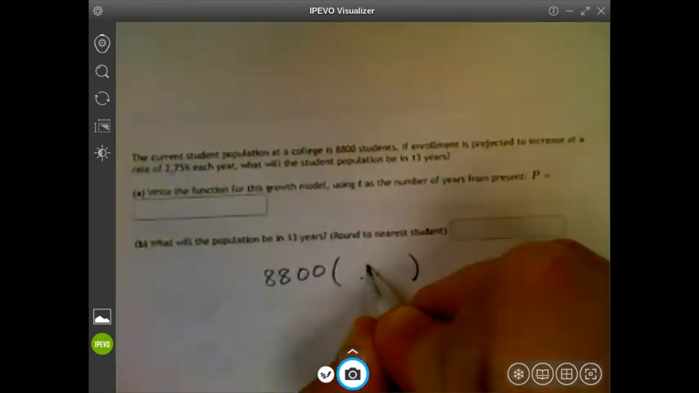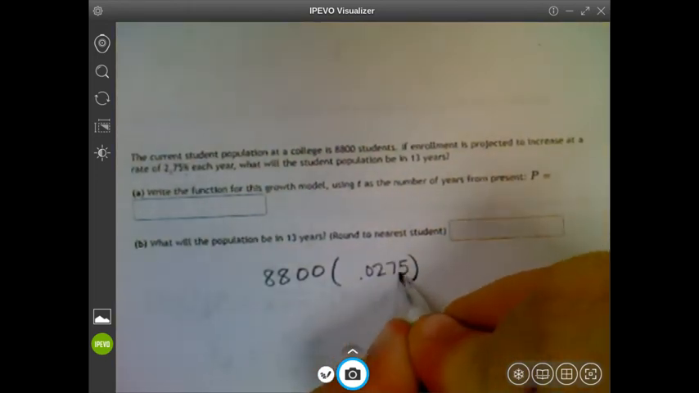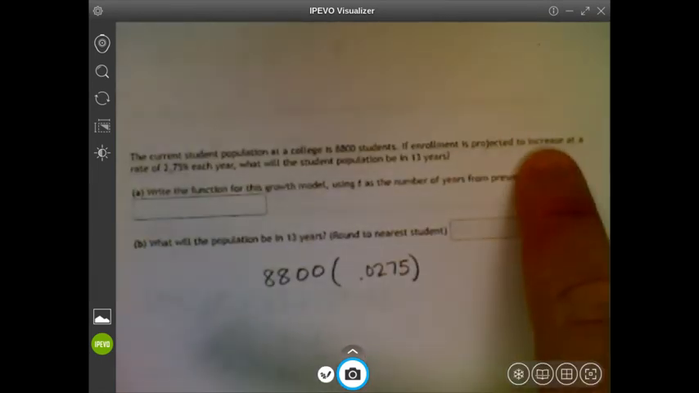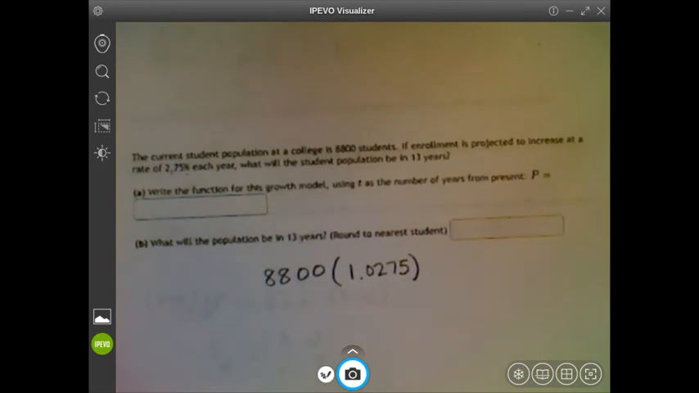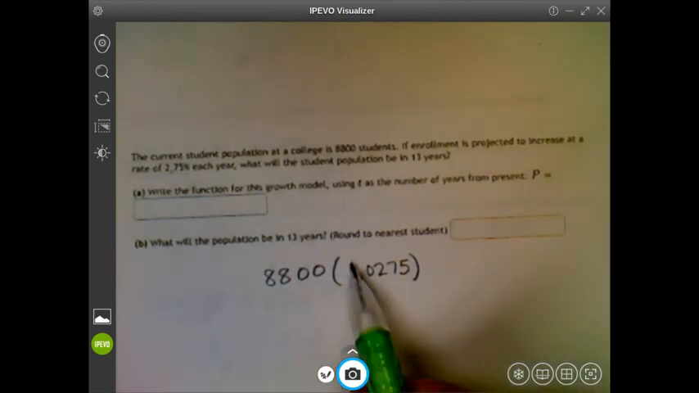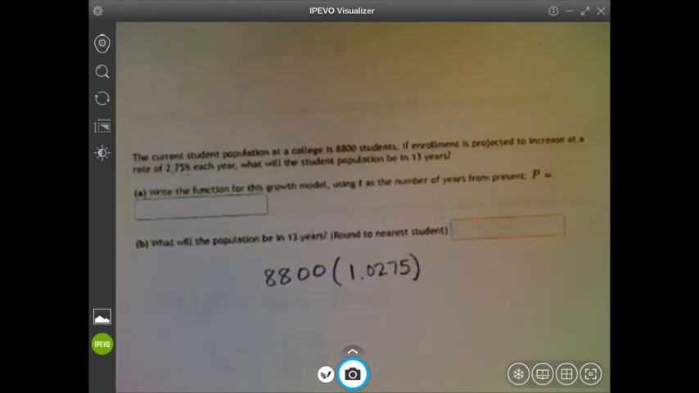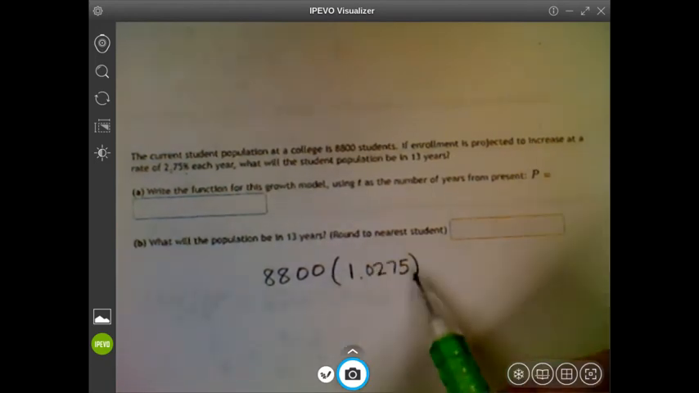And so that would be 0.0275. Remember, you can divide it by 100. But if you do this times this, you're going to get a smaller number. That number is going to go down. But what's happening is it's actually increasing. And so what you have to do is put a 1 in front of this number. Essentially, you add 1 to it to say, hey, keep the original amount, that's the 1, and then increase by the 2.75%. And so after the first year, you would just times this once.